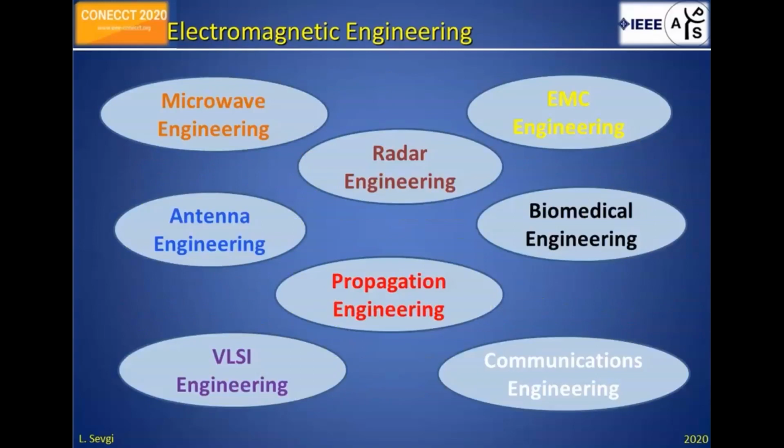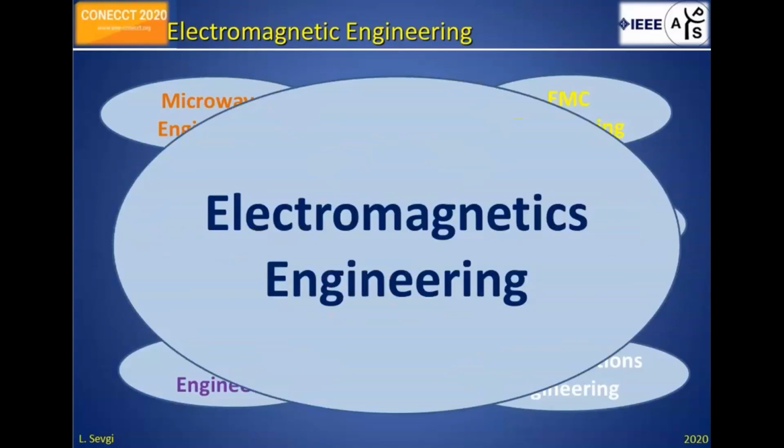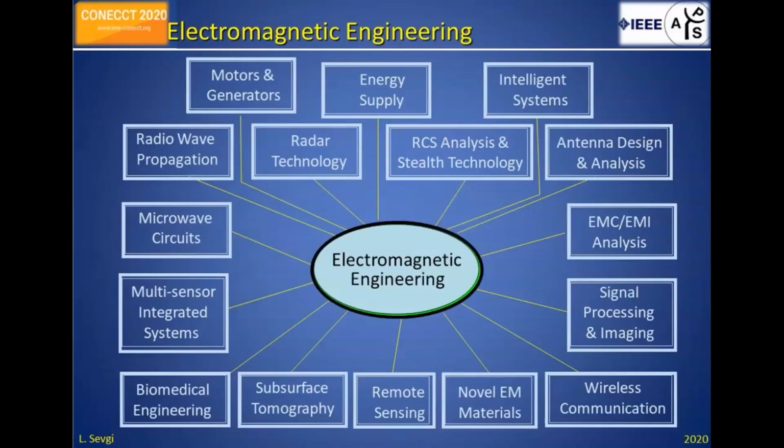So these are a few engineering titles: microwaves, radar, EMC, biomedical, propagation, antenna, communication. Instead of naming all these, we prefer to call it electromagnetic engineering. And these are a few disciplines under electromagnetic engineering. We have radio wave propagation problems, radar technology, scattering and diffraction theory, antenna design and analysis, EMC/EMI problems, multi-sensor integrated systems, subsurface tomography, remote sensing, and signal processing and imaging.